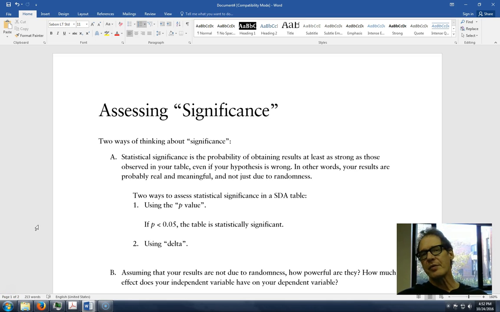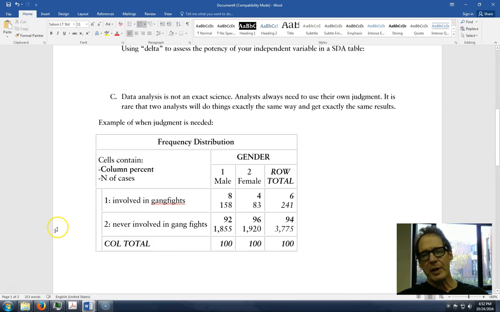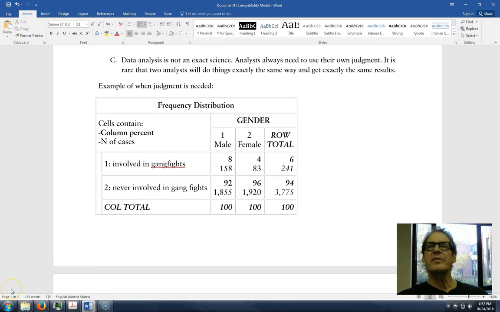Now, my personal rule of thumb is that if delta is 10% or more, then I'm going to accept that table as being statistically significant. A 10% difference between the categories of my independent variable, I think, is pretty meaningful. Now, that's, again, just my personal rule. We'll use that for this course, a delta of at least 10%. Now, there might be some cases where, well, let's save this for the next video.